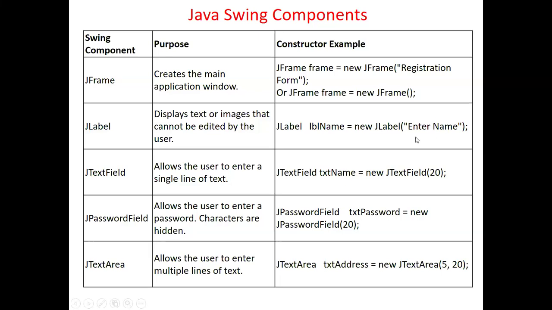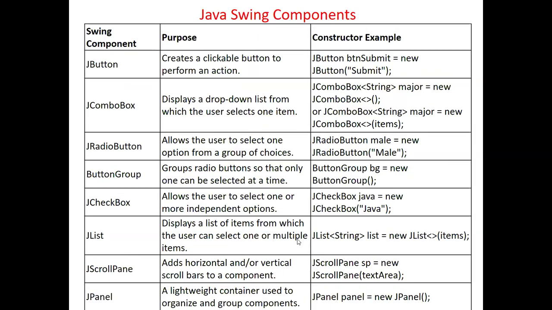Enter the name, right? And there is a text field, which allows the user to enter a single line of text, like entering your name. So this is a text field. Similarly, this is how you create the text field: JTextField, new text field, right? And you have password, JPasswordField, JTextArea. We'll see this part. These are the components of swing. So using these components we can build simple graphical user interfaces.